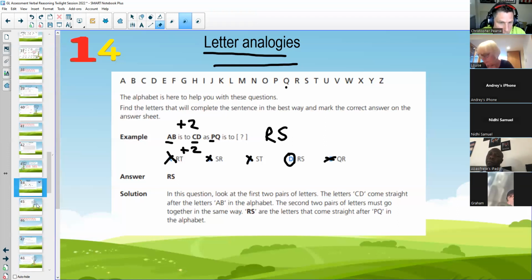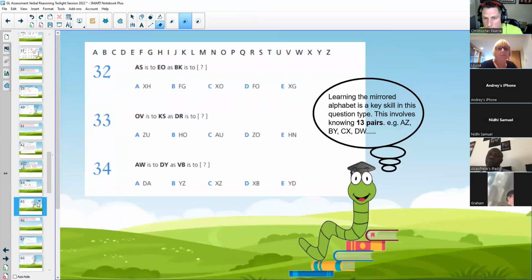Okay. I've got a couple more examples here. And again, I could ask you perhaps just to do one of these, maybe 32. Have a go at that one. See if you come up with the same answer that we've got.